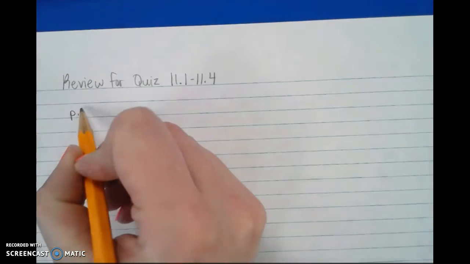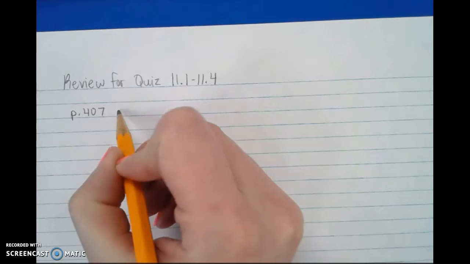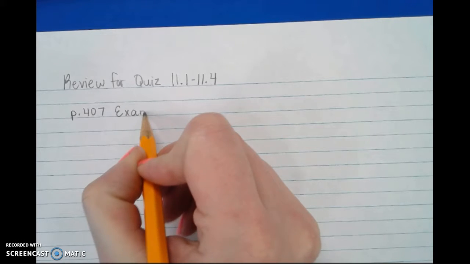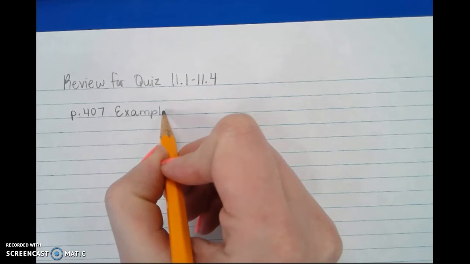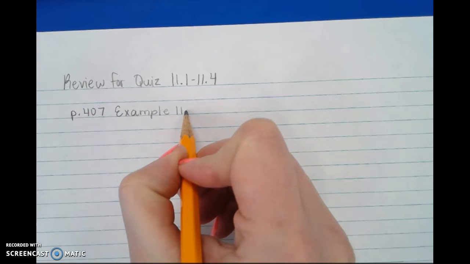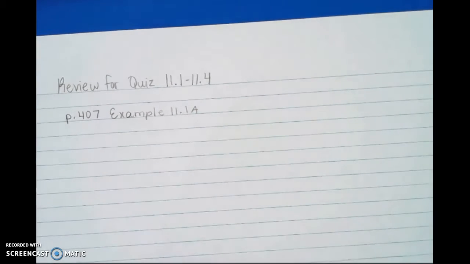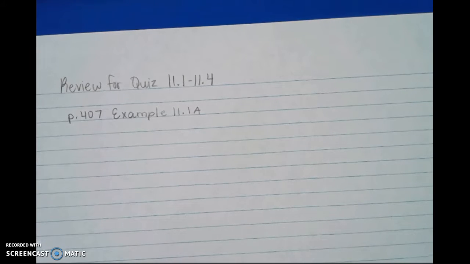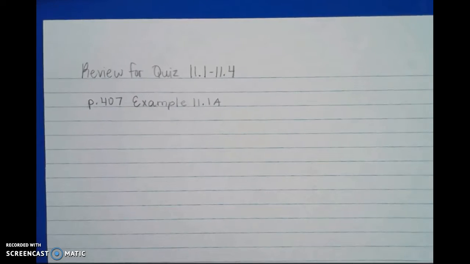Hello, this is your teacher, Miss Palmer, and this is a review for the Algebra 1 quiz over sections 11.1 to 11.4. We are going to begin on page 407 with example 11.1a. Example 11.1a says to evaluate the rational expression at x equals -2 and x equals 3. I will show it to you.